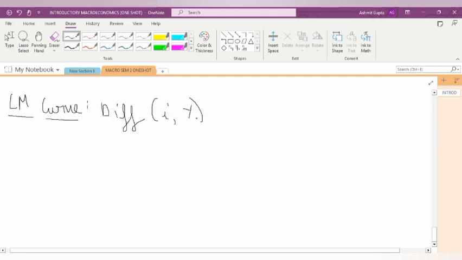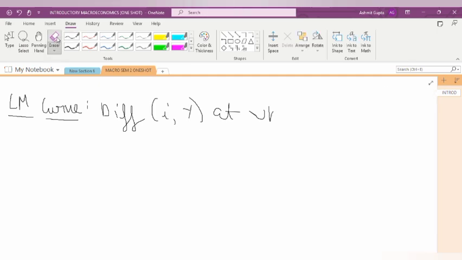Okay. Now we will be straight away moving to the money market to derive the LM curve. So let's begin with the LM curve now.